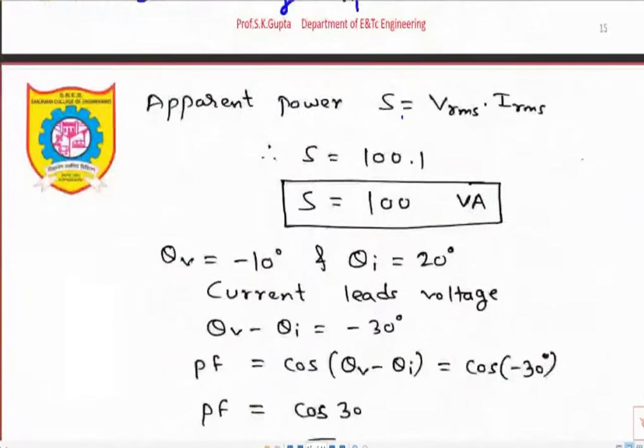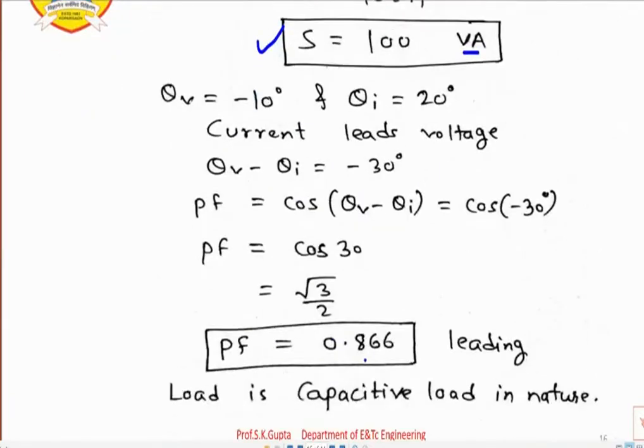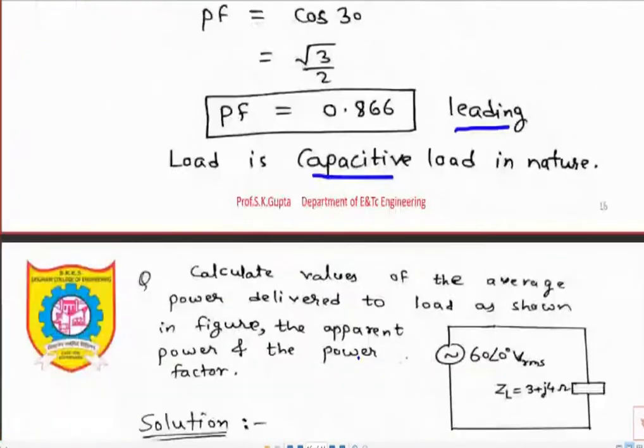So apparent power is VRMS into IRMS, 100 volt into 1 ampere, 100 volt ampere. And power factor is cos of (theta V minus theta I). So minus 10 minus 20, cos minus 30, cos minus theta is cos theta. So it comes out as 0.866. As current angle is greater than voltage angle, the power factor is leading power factor because current leads voltage. And the nature of load is capacitive in nature. Okay. Now let's look at one more example.